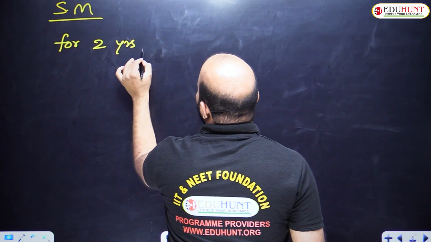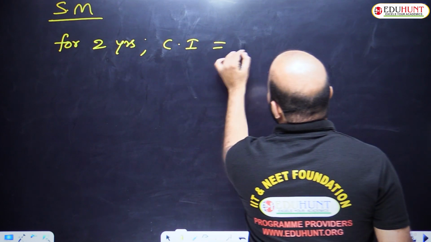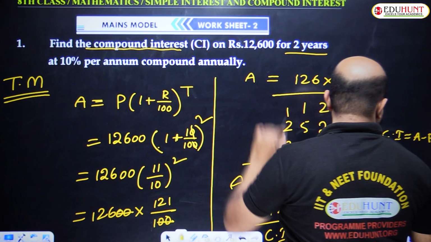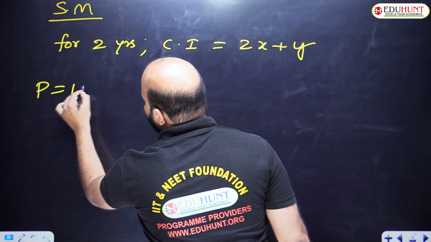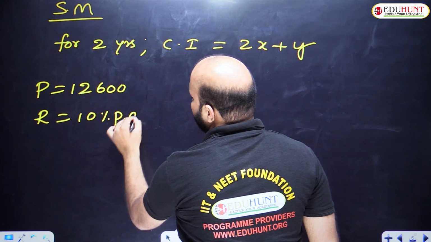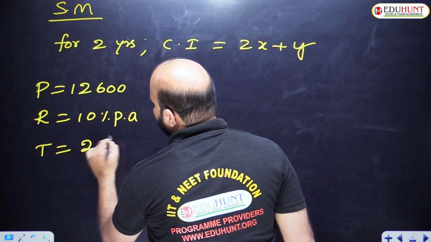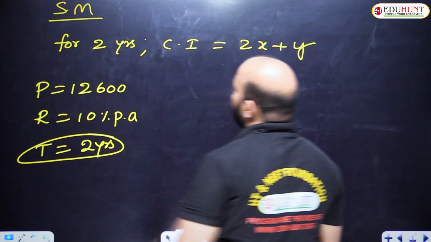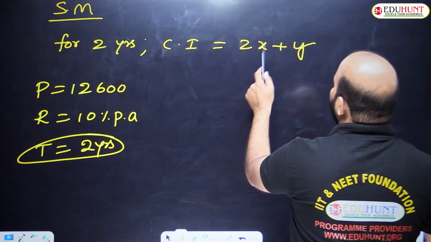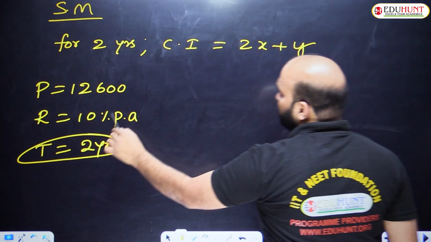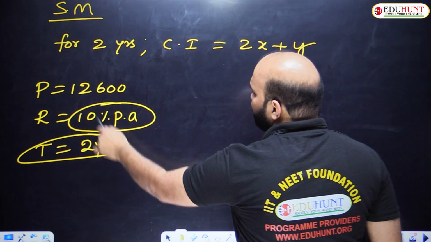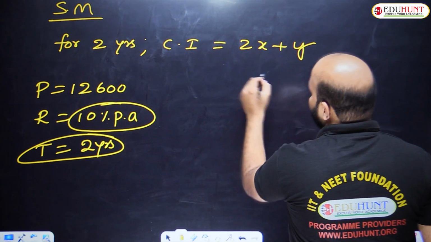For 2 years, how many years are given in that question? 2 years. For 2 years, compound interest equals 2x plus y. That is the compound interest formula. In that question, how much principal is given? 12,600. Principal 12,600 given, rate of interest 10% per annum, time 2 years, already given. So it is not important, we have already taken the 2 years formula, compound interest 2x plus y. How will we get the x and y values? The x and y values always depend on the rate of interest. How much rate of interest is given here? 10%. So first we take 10% of 12,600, that is x, 1260.